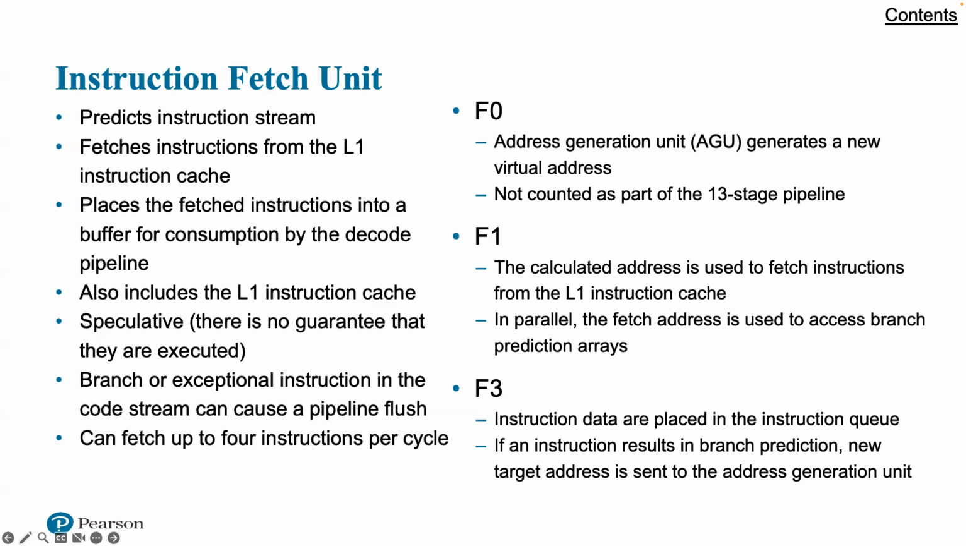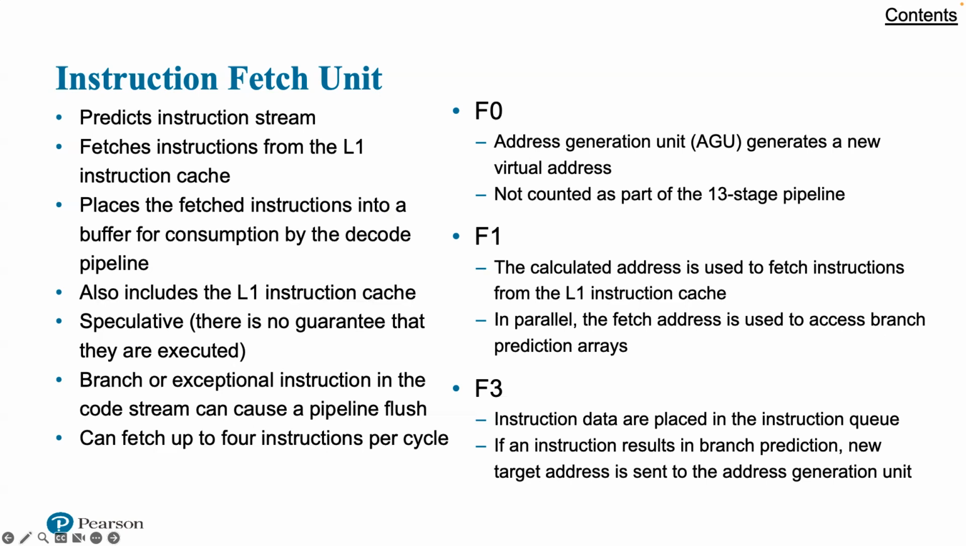F0, the address generation unit, the AGU, generates a new virtual address. Normally, this address is the next address sequentially from the preceding fetch address. This address can also be a branch target address provided by a branch prediction for a previous instruction. F0 is not counted as part of the 13-stage pipeline because ARM processors have traditionally defined instruction cache access as the first stage.